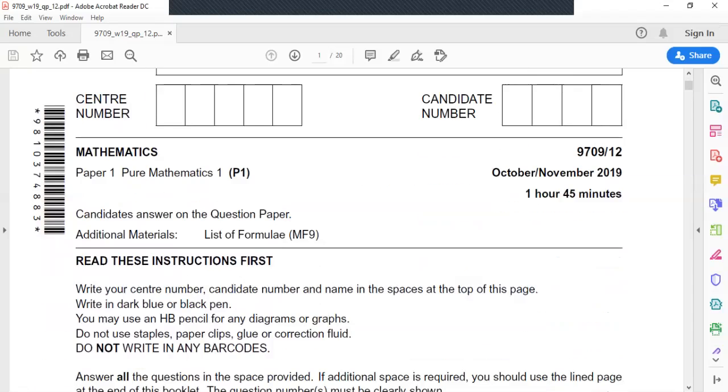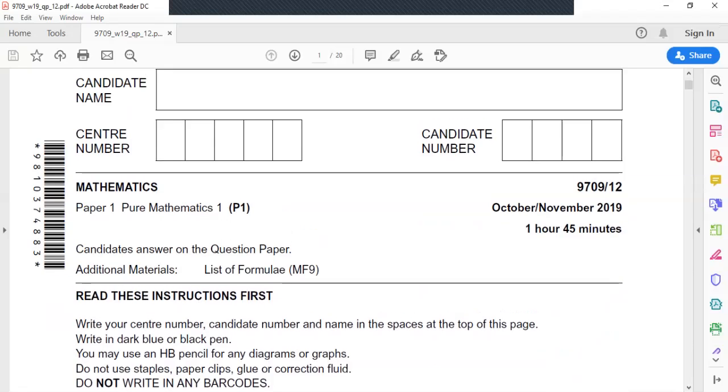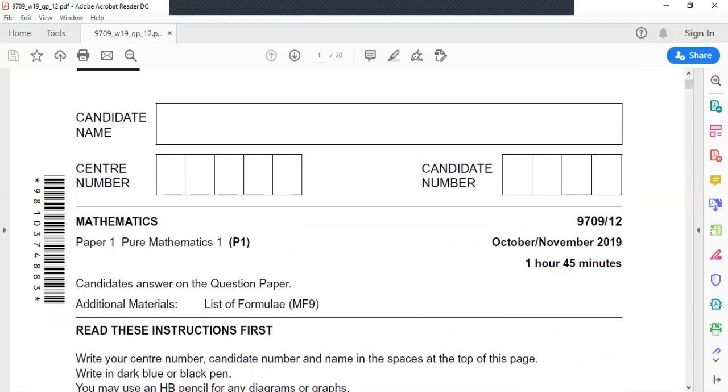Today we are going to discuss the solution of October-November 2019 paper 1-2. So let's start with question number 1. We'll see how we plan these questions and do these questions according to Cambridge Assessment, and what they require from us.